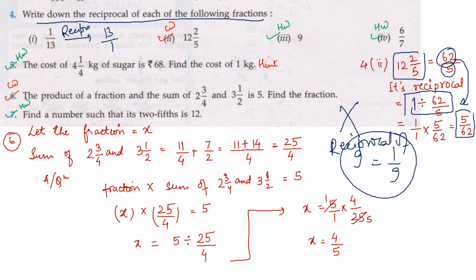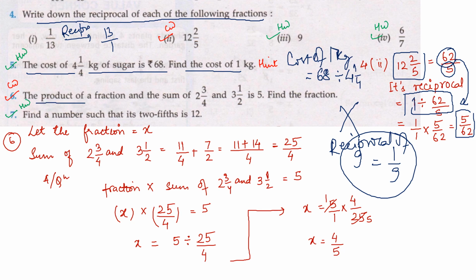Question number 5 says the cost of 4 whole 1 by 4 kg of sugar is this. Find the cost of 1 kg. So the cost of 1 kg will be what? We will not assume, if the total cost is given for 68 kg. So the cost of 1 kg will be 68 divided by 4 whole 1 by 4. Solve it, you'll get the answer.